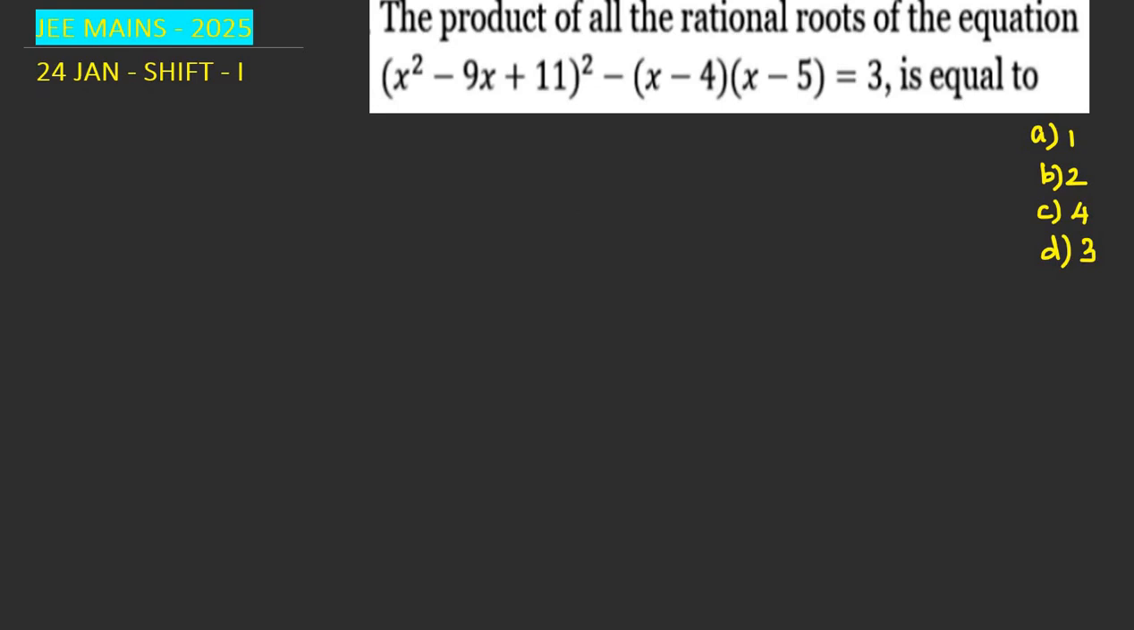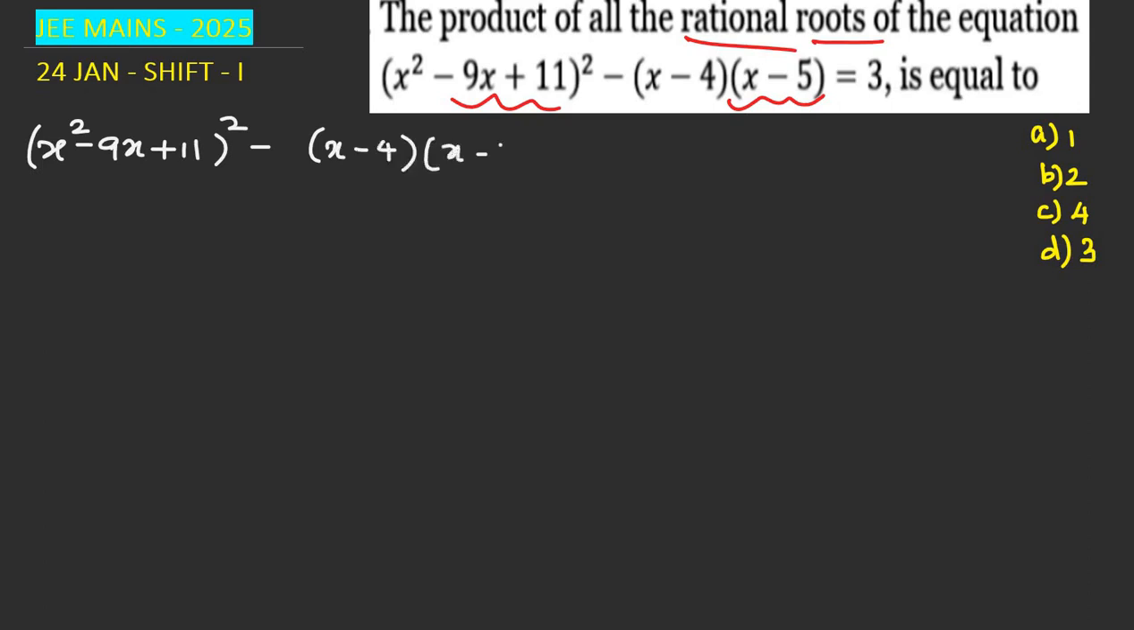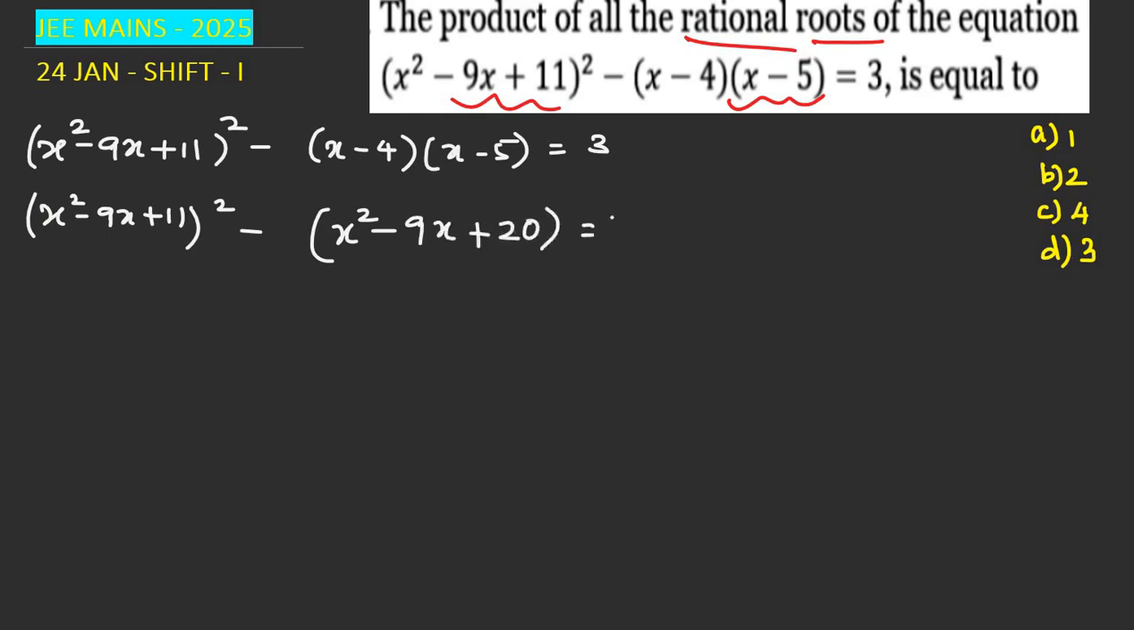The next question is such a simple question. Given two equations here, the product of the rational roots of the given equation is equal to what? So the equation is (x square minus 9x plus 11) whole square minus (x minus 4) into (x minus 5) is equal to 3. Now let me open this term here. So we get (x square minus 9x plus 11) whole square minus, multiplying, x square minus 4x minus 5x, which is minus 9x, plus 20, is equal to 3.